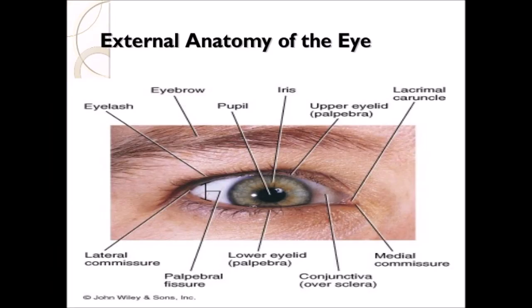Now, the external anatomy of eye shows various structures, namely eyelashes, eyebrow, pupil, iris, upper eyelid and lower eyelid. This is the caruncle, medial canthus, translucent layer, that is the conjunctiva, lower lid and the lateral canthus.